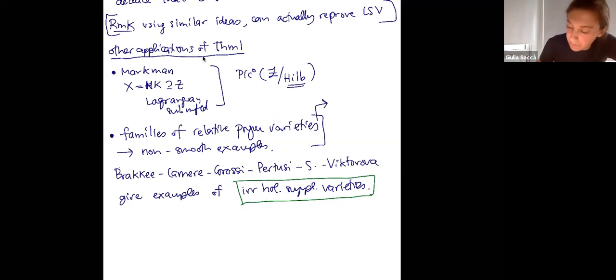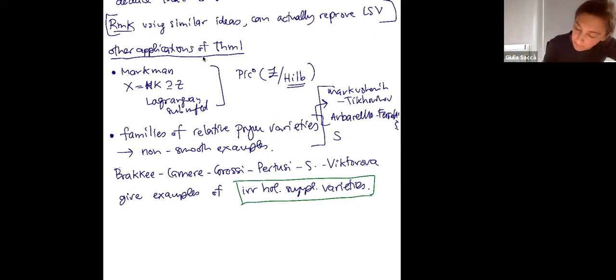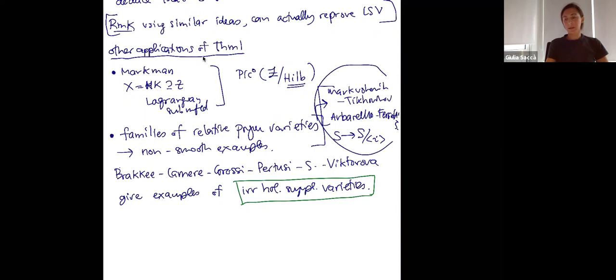And here, I should say that this family of relative Prym varieties, the people who started the theory were Markushevich and Tikhomirov. And then Arbarello, Ferretti, and Sacca, and myself. And then we constructed many examples coming from a quotient of a K3 by an anti-symplectic involution. And then there are other similar examples constructed following these, by Matteini, Sewon and Chen.